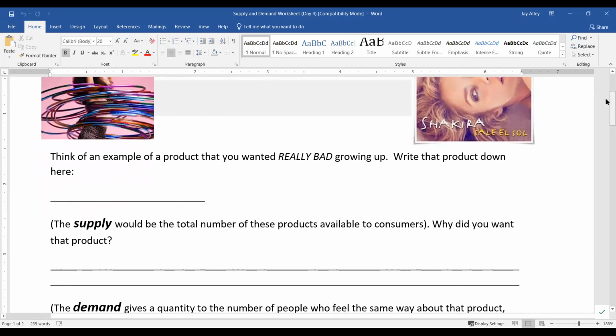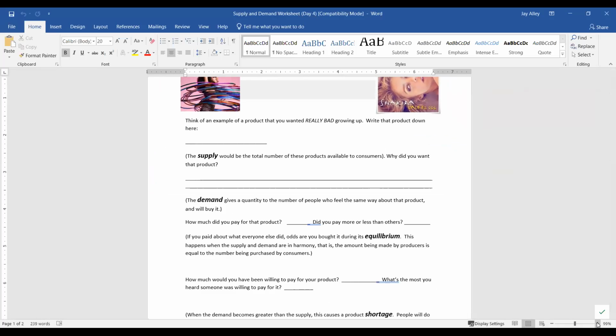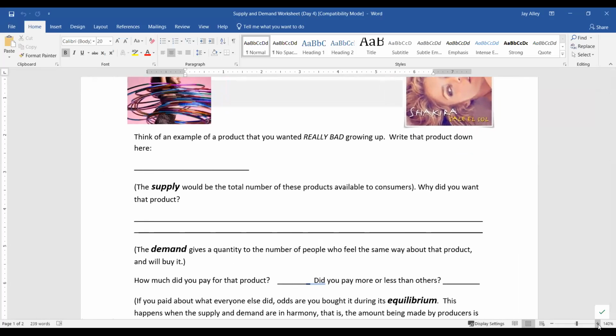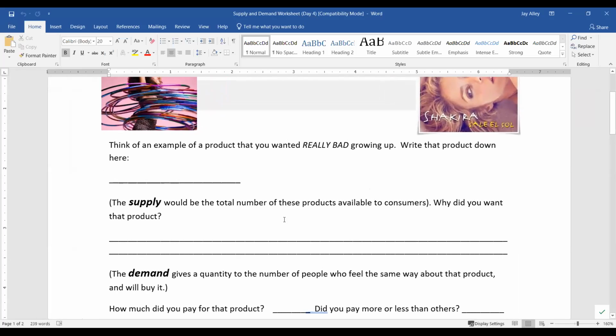So this whole sheet here is all about your own personal experience. I won't spend a lot of time on this. Anybody have an example of something that you wanted really, really bad when you were growing up? Just something that you wanted really bad.